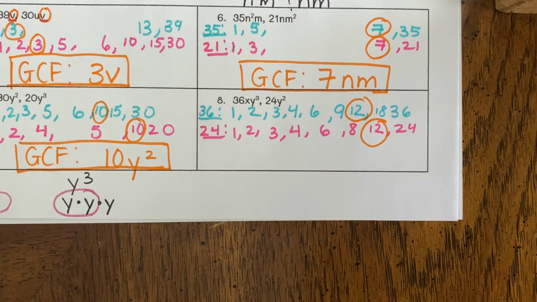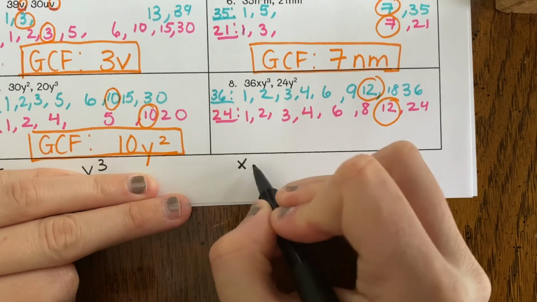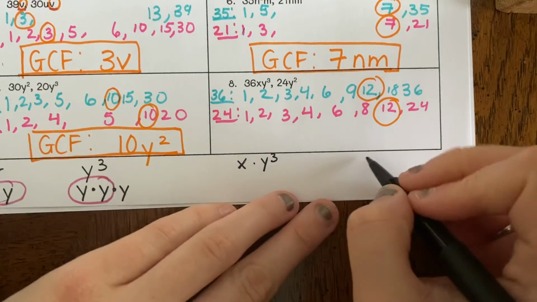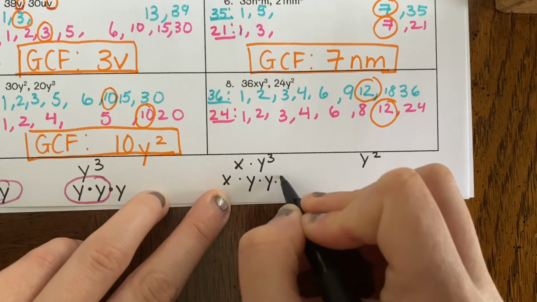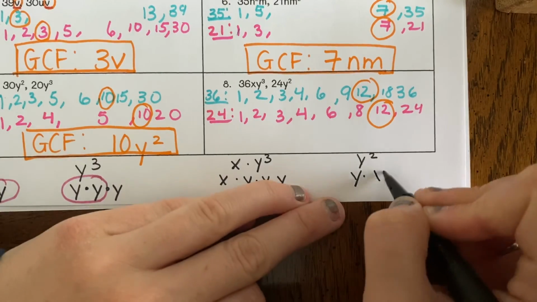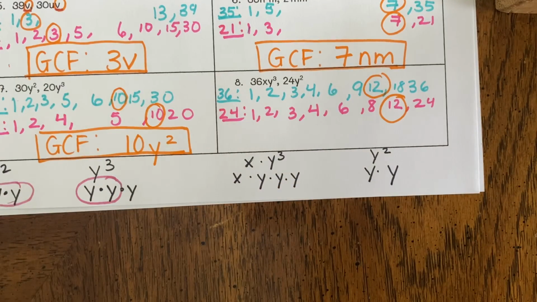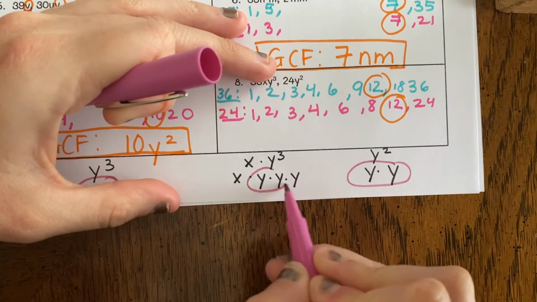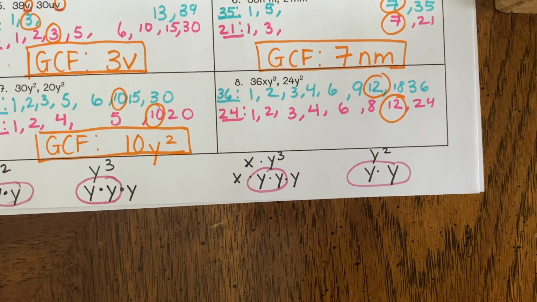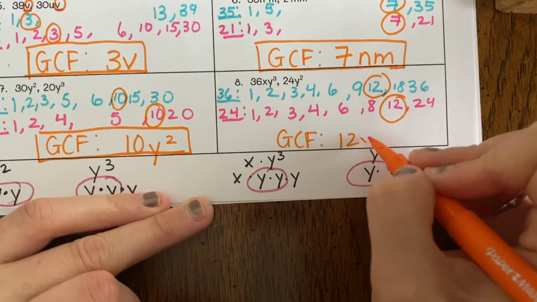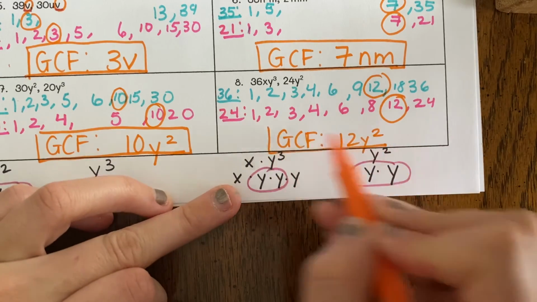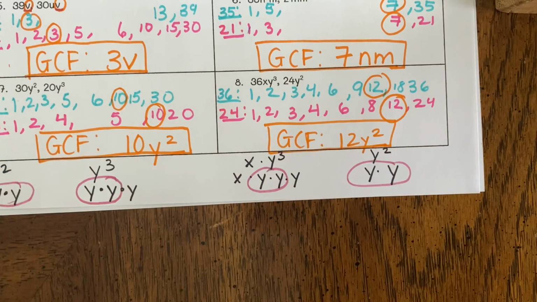But then I have to look at my variables. So let's pull our variables out down here again. So I have x times y cubed, and then I just have a y squared. So this is like x times y times y times y, and this is like y times y. So when I look at the variables, the only thing I'm going to be able to pull out is 2 y's. That's what they have in common. So my GCF is 12y squared.